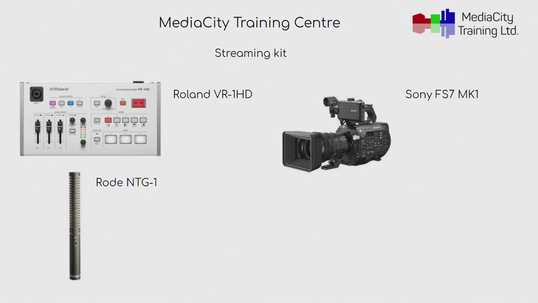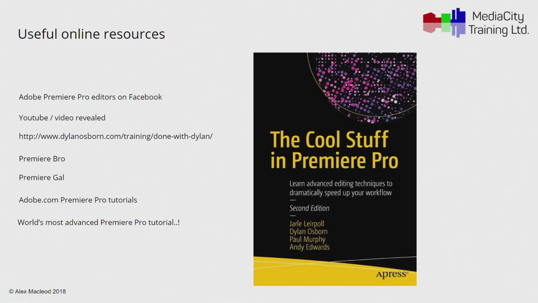The streaming kit that we're using, I'm shooting on an FS7. The battery's died halfway through. This light that I have, mental note, I will charge it for next time. We're going through a Roland VR 1HD, which is being fed into a laptop, and we're recording into OBS. We're streaming through OBS. The microphone you can hear me talking to is an NTG1, and that pretty much covers it.